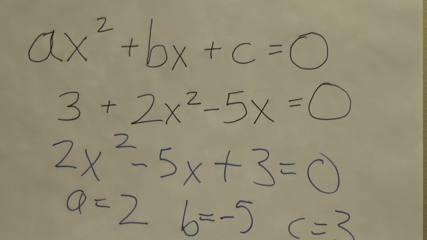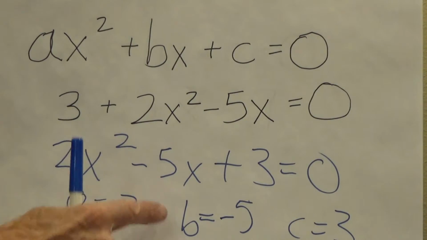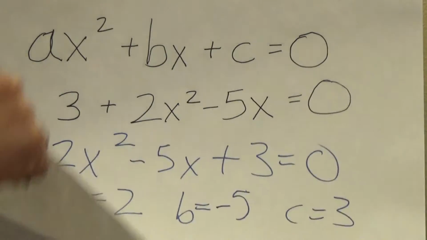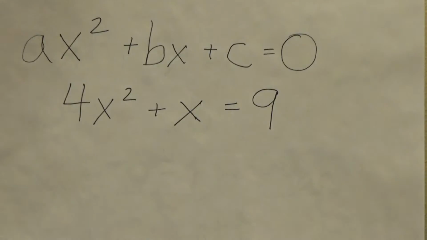So the very first thing, make sure you can identify the terms. We have descending powers, second power, first power, 0 power. We identify A, B, and C: 2 for A, negative 5 for B, and 3 for C. Okay? Important to get the terms in the correct order and get the right form first.